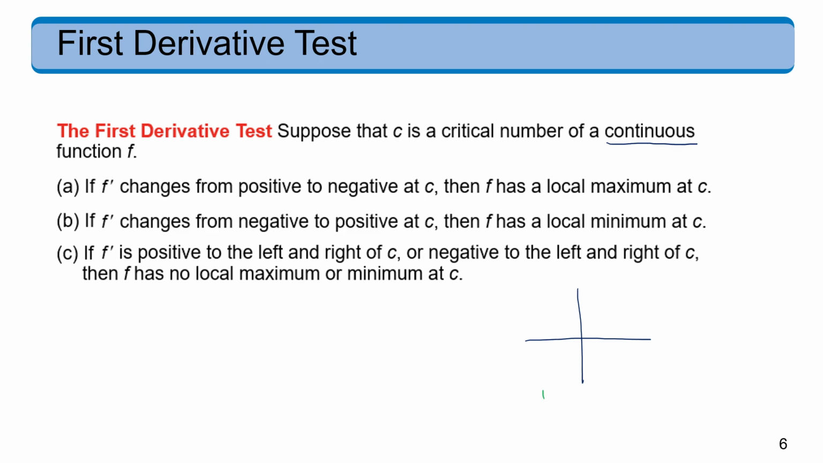Right, the shape of x cubed is this. 0 is a critical number because the tangent is horizontal there. But notice it's increasing on both sides. To the left of 0 and to the right of 0, the graph is increasing. So even though there's a critical number there, it turned out not to be a local extremum at that point.